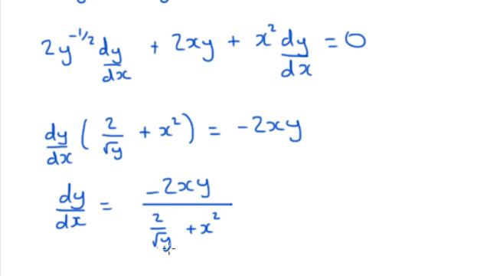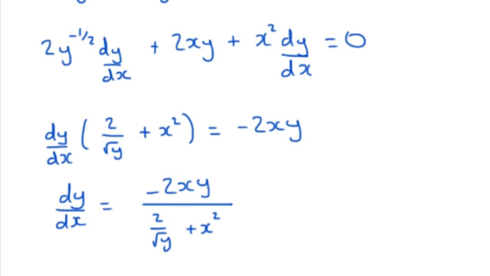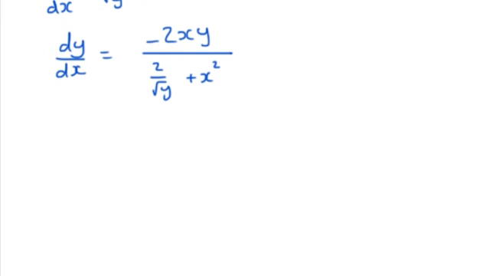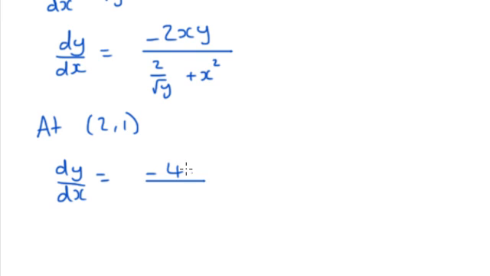Now normally at this point I'd times top and bottom by root y, but there's no need to really here, because we're just using this to get another answer. So there's no need to make it look super simplified. We can just sub in our values now. So if we use the first coordinate (2, 1), the gradient is going to be, when x is 2, we're going to get 4 here, so minus 4 over 2 plus 4. So we're going to get minus 4 over 6, or minus 2 over 3.